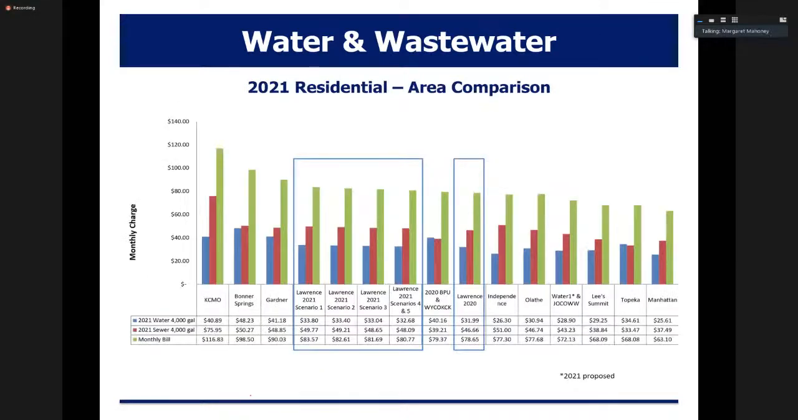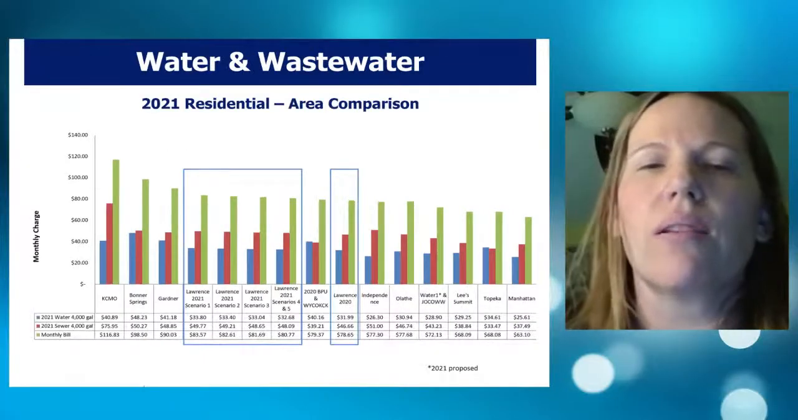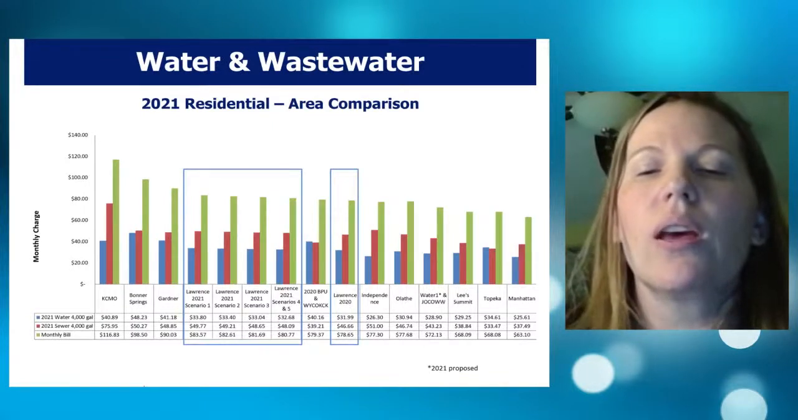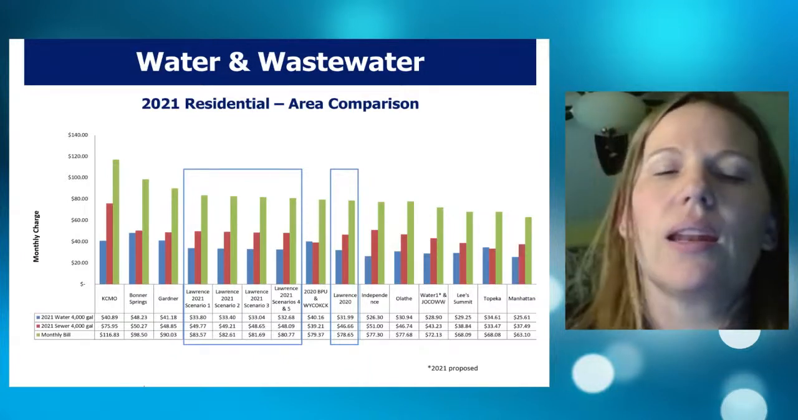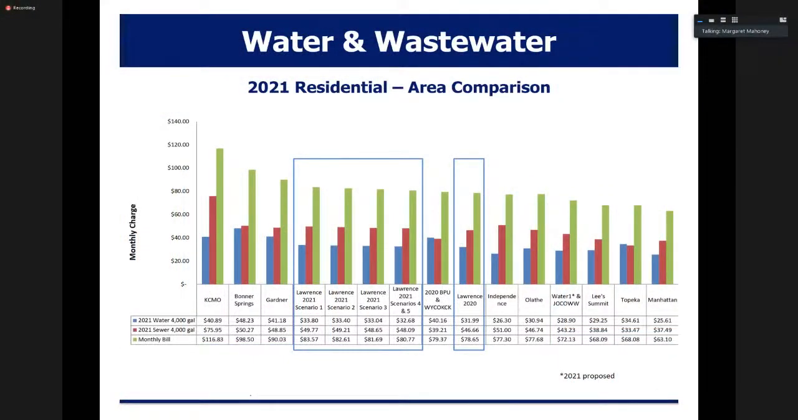Maggie Mahoney, Management Analyst, Municipal Services and Operations. Thank you, Mike. Our next slide is looking at an area comparison of residential rates for water and wastewater. So these are based on the uniform rate and an average of 4,000 gallons of water and 4,000 gallons of sewer. So you can see the Lawrence current, and then the five scenarios are outlined in that blue block there. So Lawrence 2020 is over there to the right, and then scenarios one through five are right in a row.